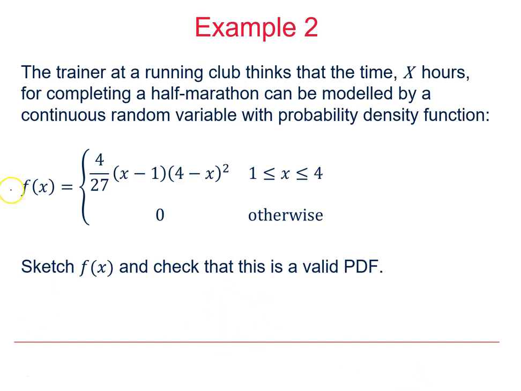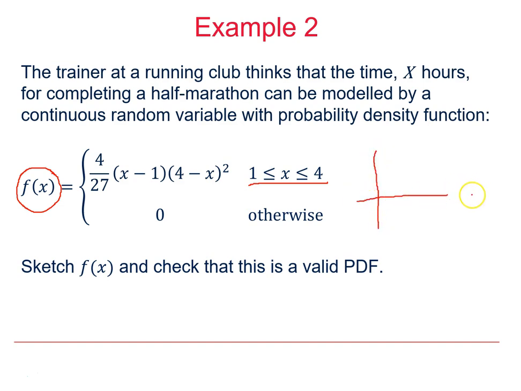modelling the length of time it takes to complete a half marathon, and our probability density function f of x is again only defined for a specific range of outcomes for x. So obviously all runners in this club are expected to complete the half marathon between 1 and 4 hours. And if we look at the function here, it's clearly a cubic function. You can use your graphics calculator to sketch it.